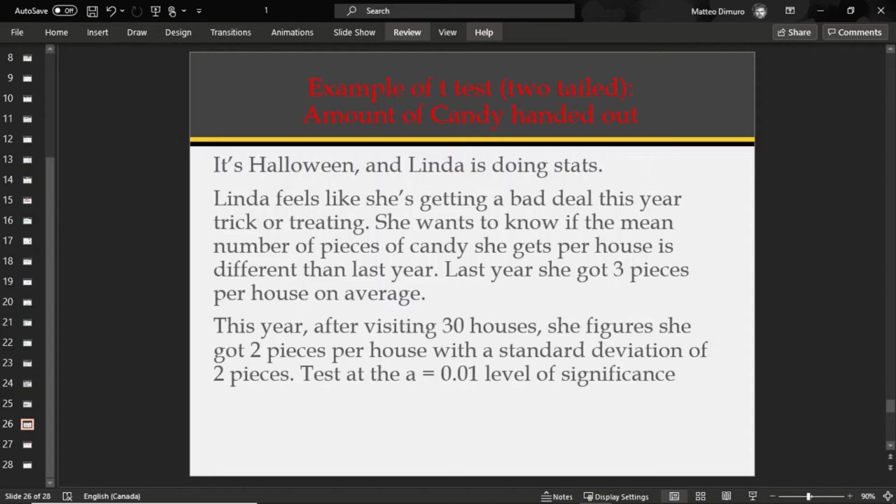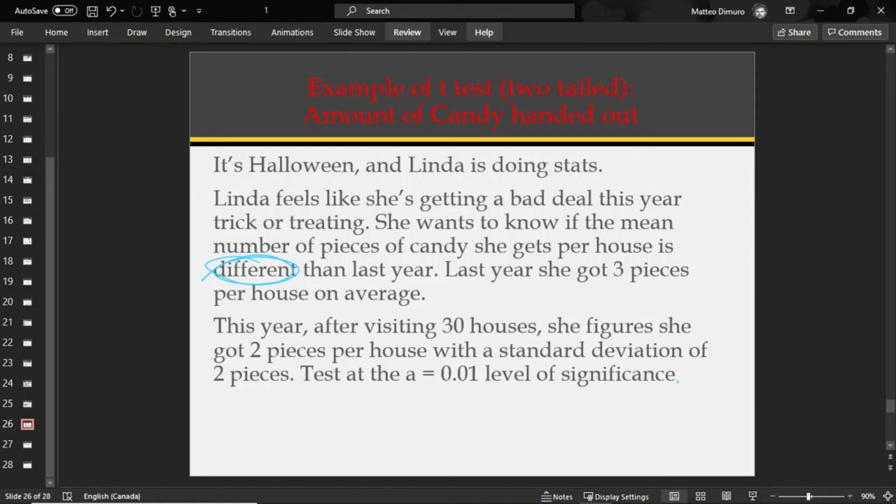So let's see. It's Halloween and Linda is doing some stats. Linda feels she's getting a bad deal this year trick-or-treating. She wants to know if the mean number of pieces of candy she gets per house is different than last year. Last year, she got 3 pieces per house on average. This year, after visiting 30 houses, she figures she got 2 pieces per house with a standard deviation of 2 pieces. Test at the alpha equal 0.01 level of significance.